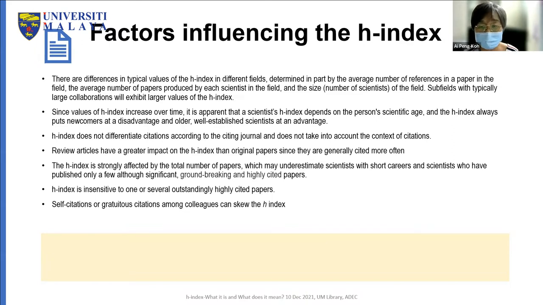Let's say a researcher only published 10 papers, but one of the papers received 10,000 citations. The rest, perhaps only 10, 5. So what is the highest H index this researcher will receive? The highest will be 10 because he only published 10 papers.